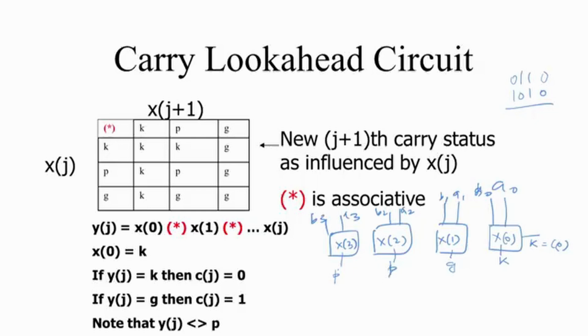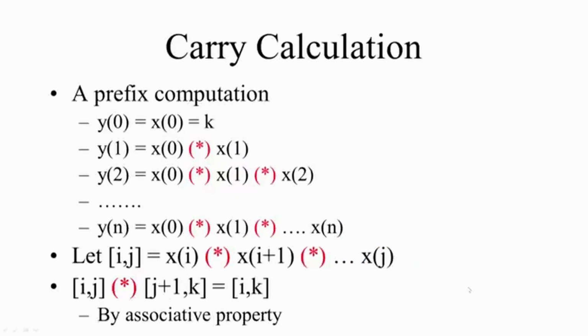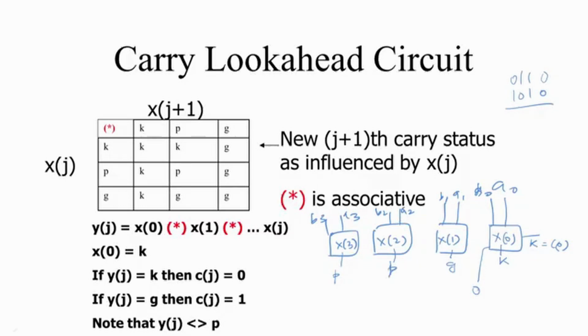Now, if I do, so what is the carry here? Since this is kill, this carry is going to be 0. Since this is generate, the carry is going to be 1. Since this is propagate, this carry is going to be 1. And since this is propagate, the carry is going to be 1. Okay. So now I can go and say that this is 1 by looking at this G.